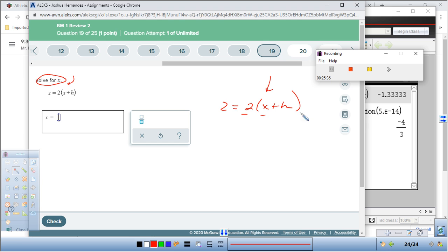So on this side, there's really two numbers if you think about it. I want this number by itself so I get the x. So I'm going to divide by 2. Divide by 2, these cancel out. Now z divided by 2 is equal to x plus h. Sneaky, right? Now I want the x, so I'm going to subtract h. On the left-hand side, z over 2 minus h is equal to x.